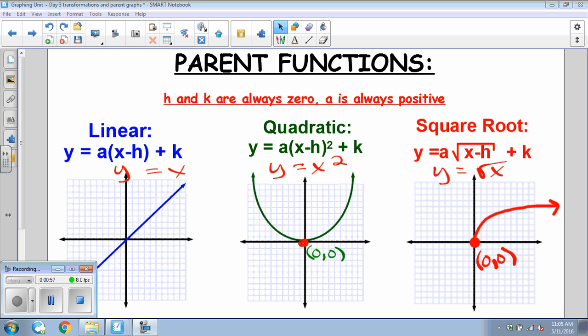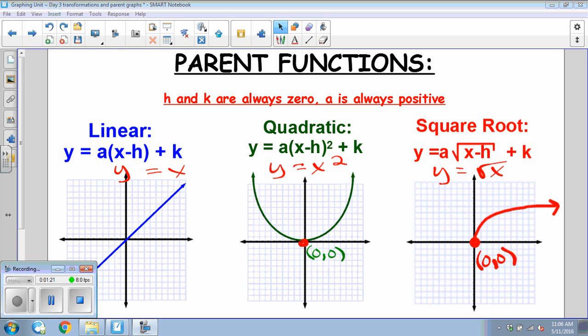The first thing we're going to talk about are parent functions. Parent functions are the stripped down version of the function, meaning it's not shifted at all. It's not mathematically changed. It is plain bare function. That's called the parent function.